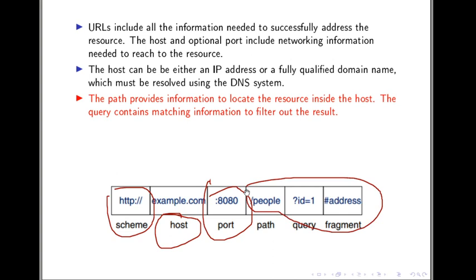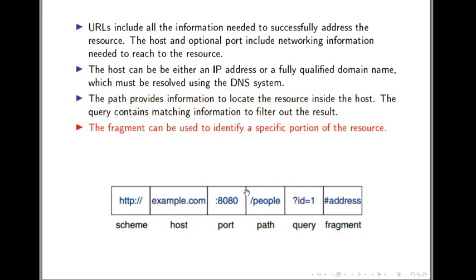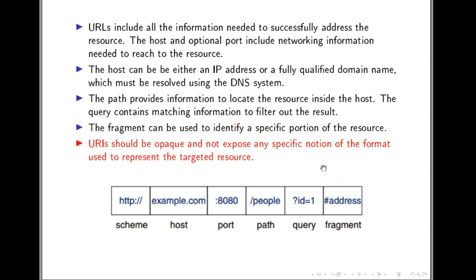The path provides information to locate the resource inside the host. The query contains the mapping information to filter out the result. The fragment can be used to identify a specific portion of the resource. Then we have this fragment part, which can be used to identify a specific portion of the resource. URIs should be opaque and not expose any specific notion of the format used to represent the target resource.